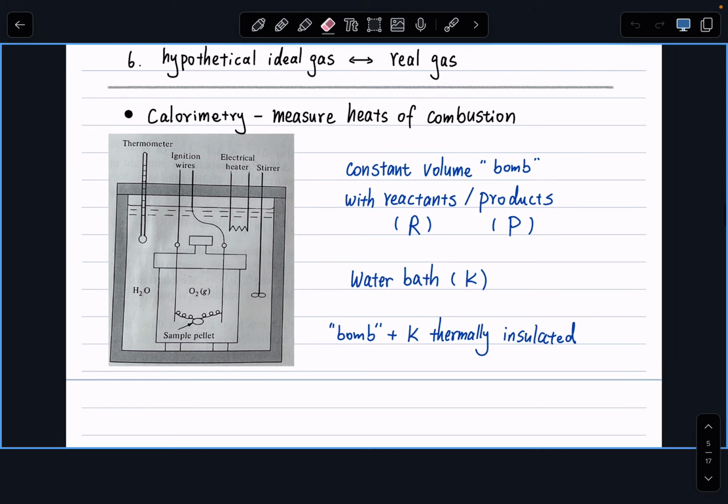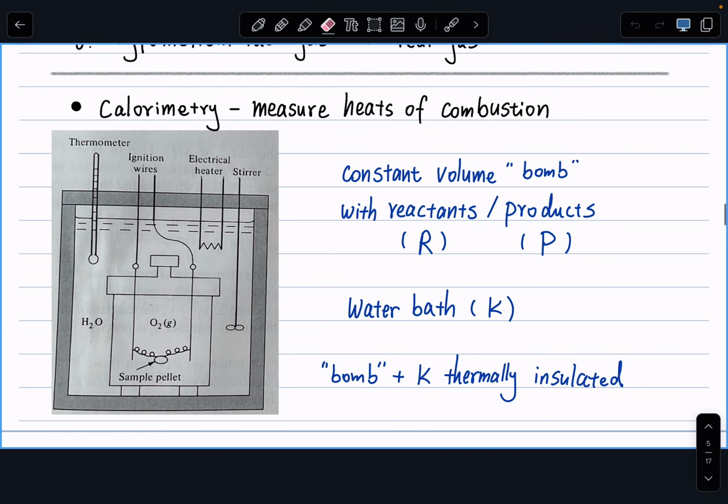Okay, so calorimetry. This is the experiment physical chemists set up so that we can measure the fourth step, which is how much heat is being released or absorbed when a chemical reaction is taking place. Now, inside a calorimeter, we have several things.